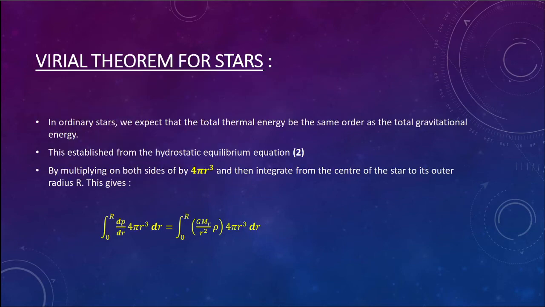So next we come to the Virial theorem for stars. We have seen the Virial theorem. My friend has explained it in the previous lecture very briefly, how it is done in astronomy. And here we consider a special case, that is, how we apply it for getting information about stars.